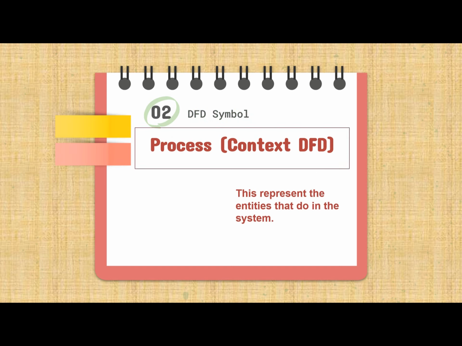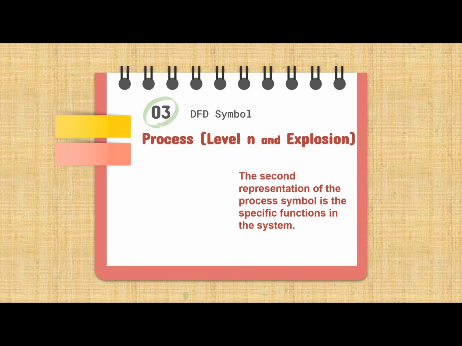Process in context DFD. A round rectangle represents a process. Processes are given IDs for easy referencing. Process in level N and explosion. The second representation of the process symbol is the specific function in the system.